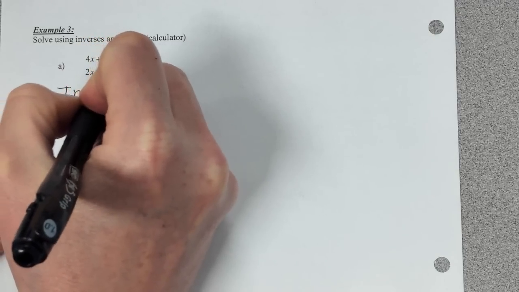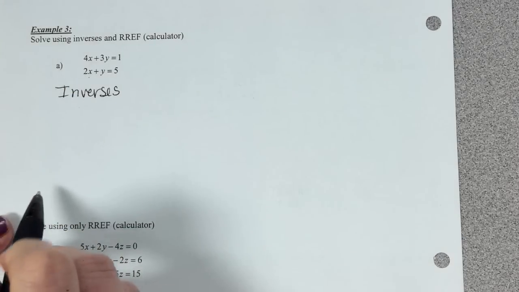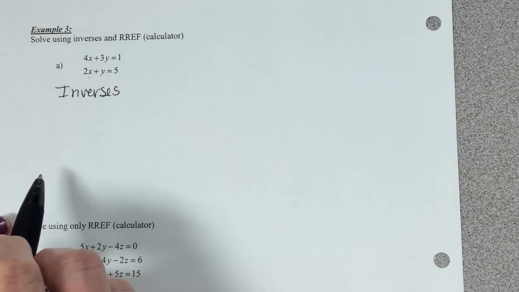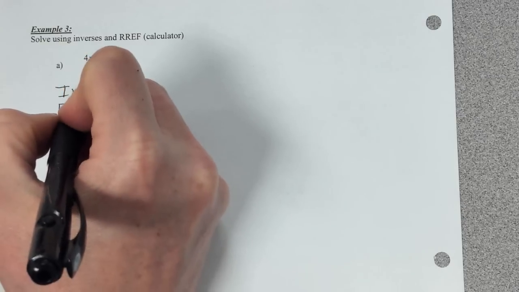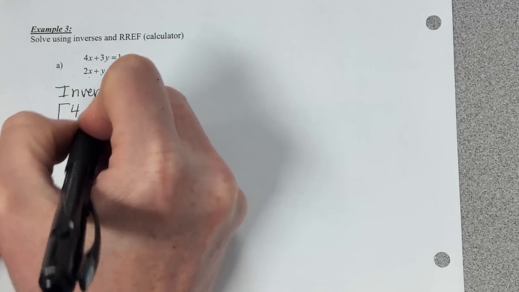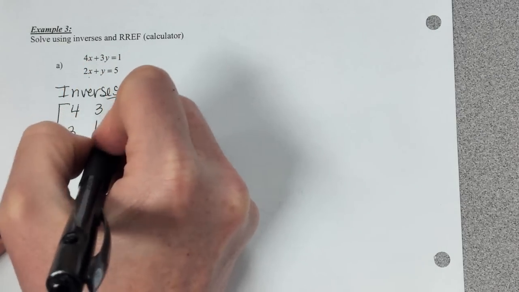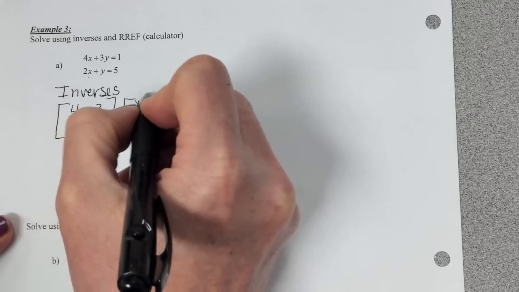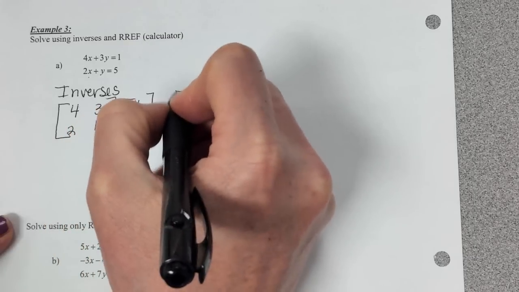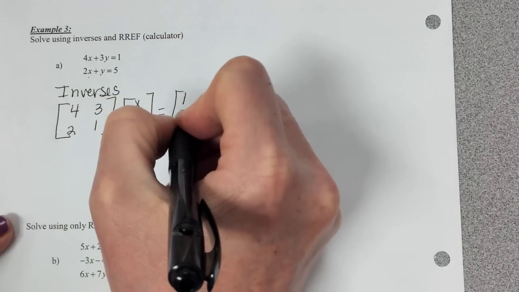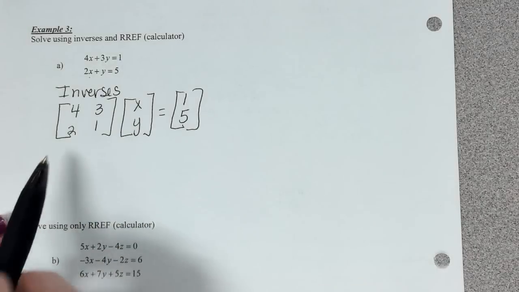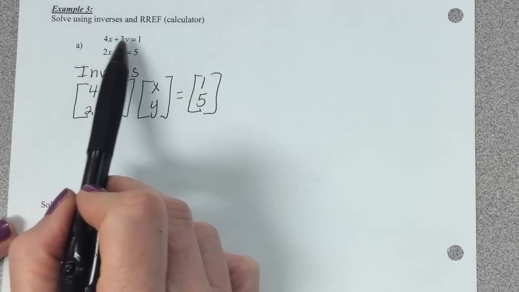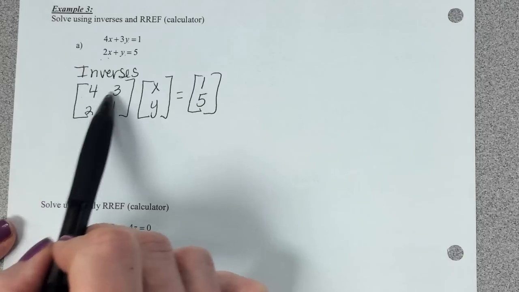So let's first do this one by using inverses. Now I did that last one quickly with inverses. I'm going to show you the more formal way to write it now. It should go 4, 3, 2, 1. What we're solving for is x and y, and that we want it to be equal to 1 and 5. See what I'm doing? 4, 3, 2, 1.